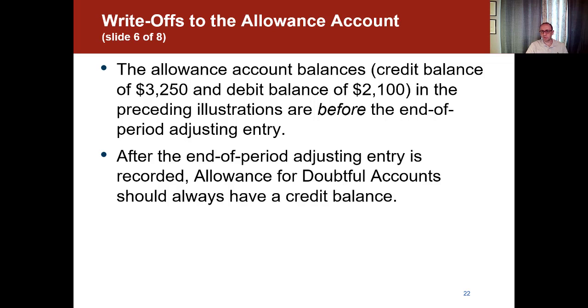So the allowance account credit balance of 3,250 and debit balance of 2,100 in the preceding illustration are before the end of period adjusting entry. And by the way, it's either or. You cannot have a debit and credit balance. It's either a debit balance or credit balance. But the statement is just trying to explain that these balances, if they exist, are before we do the end of period adjusting entries. After the end of period adjusting entry is recorded, allowance for doubtful accounts should always have a credit balance. So we reinitiate it again to bring it to the credit side, and we'll see the process for recording that.